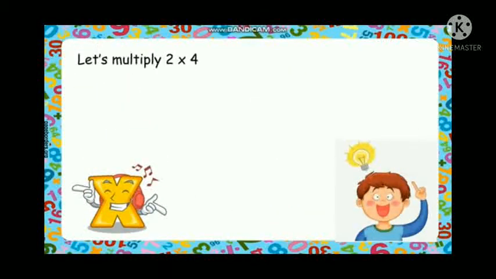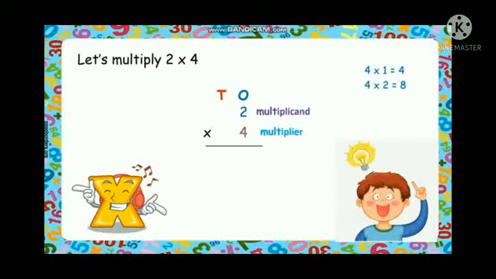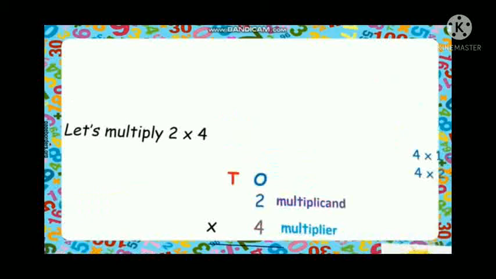Okay. Now next example, 2 multiply 4. Arrange them vertically as per the TO concept. 2 multiply 4, and you can say into. You can also say into for the multiply symbol, no problem. Now 2 is the multiplicand, 4 is the multiplier. So we have to speak the table of 4 up to 2. 4 ones are 4, 4 twos are 8. Which is the answer we got here? Answer is 8. So 8 is the product of 2 and 4.